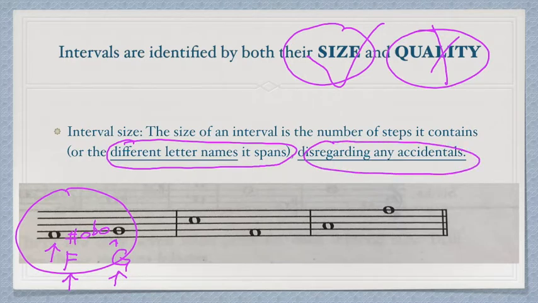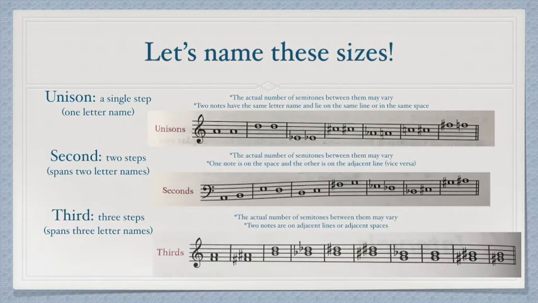Let's take another example. This is C and this is F. From C to F, C, B, A, G, F. So it contains 5 units. And from A to F, it contains 6. Now let's give the sizes a name. If an interval just contains a single step or the two notes are sharing one letter name, it's called unison.